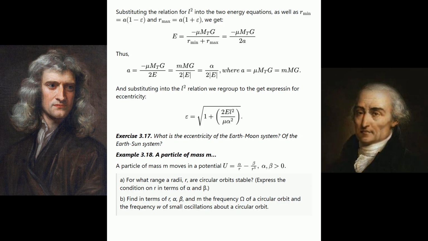Example 3.18. A particle of mass m moves in a potential U equals alpha over r minus beta over r cubed, where alpha and beta are greater than 0. A. For what range of radii are circular orbits stable? Express the condition on r in terms of alpha and beta. B. Find, in terms of r, alpha, beta, and m, the frequency omega of a circular orbit and the frequency omega-prime of small oscillations about a circular orbit.